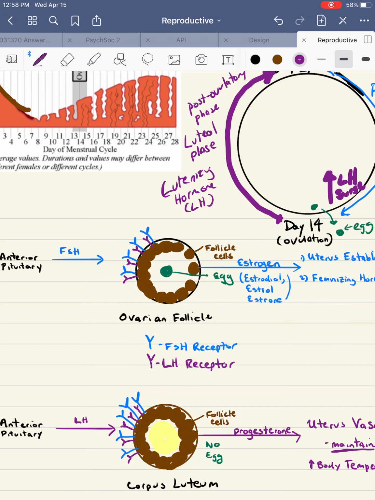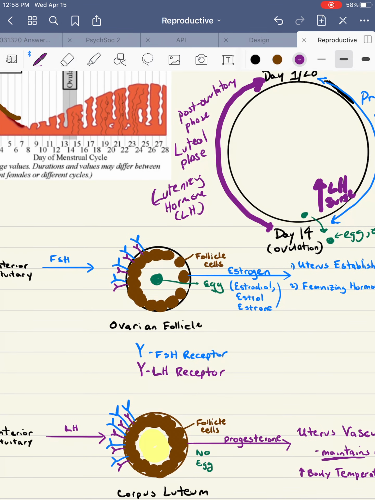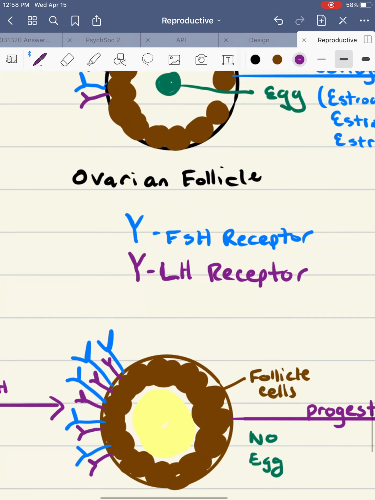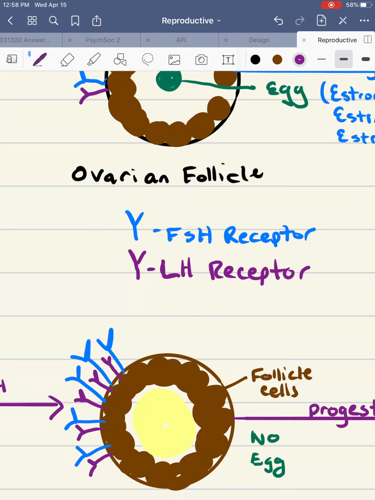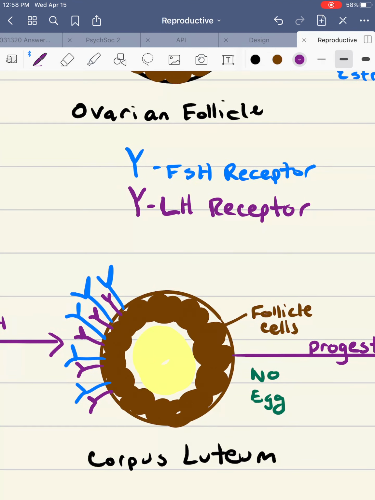Now, if you look at this ovarian follicle, once the egg leaves this ovarian follicle, it looks like this now. Notice there is no egg here. Notice we have this yellow body. It is actually really a yellow body. We still have the follicular cells, or the follicle cells. We have a name for that. We call that the corpus luteum. Corpus means body, luteum means yellow.